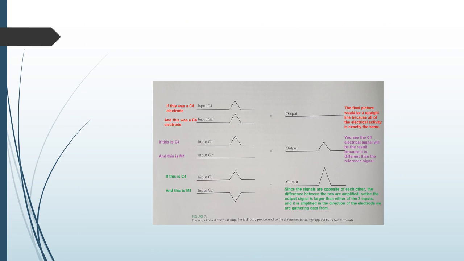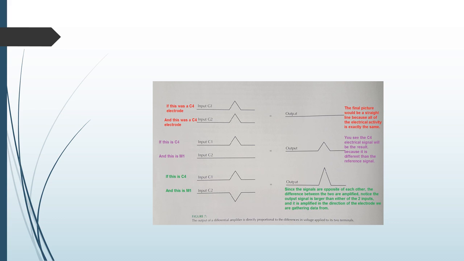So from the previous picture, considering our input G1 is C4, and let's say that our input G2 is also C4, and this is going to be your top diagram in front of you on the left-hand column. So if our input for G1 and our input for G2 were the exact same electrode, C4, then if you look to the right, the output would be a flat line.